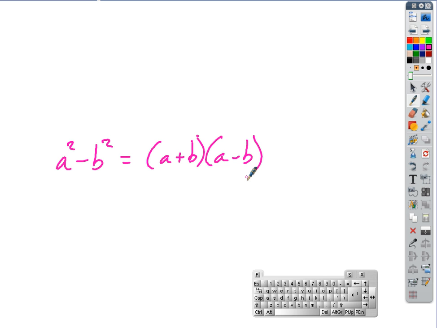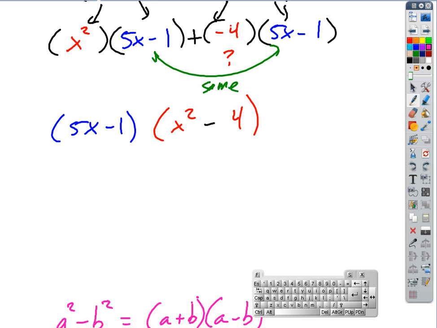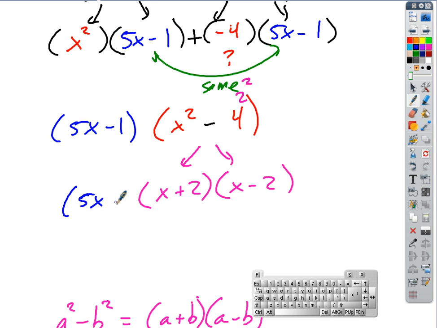So then x squared minus 4, I can think of that 4 as being a 2 squared. So x squared minus 2 squared, right? And that one breaks up then into what? X is like a and 2 is like b. Yeah, here, x plus 2, x minus 2. Okay. There it is. Now we're done. Okay. Questions?